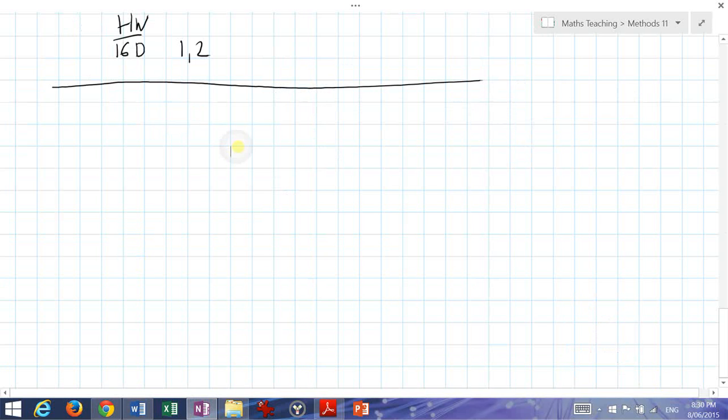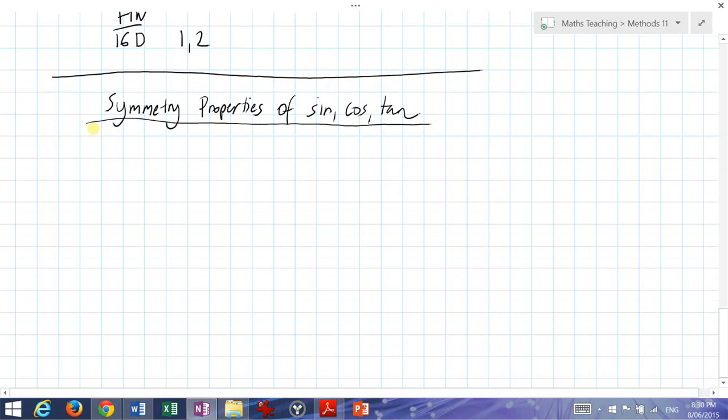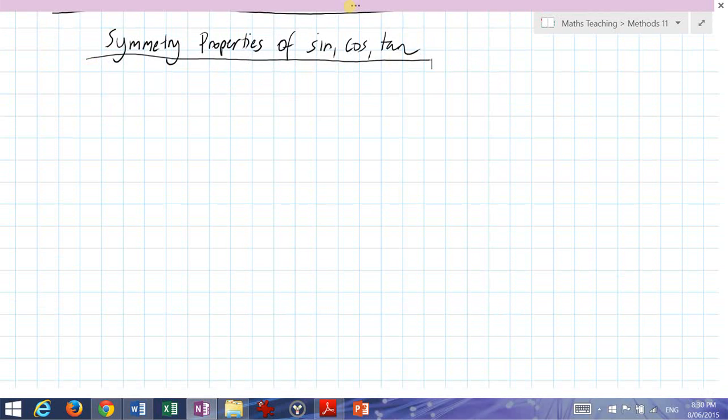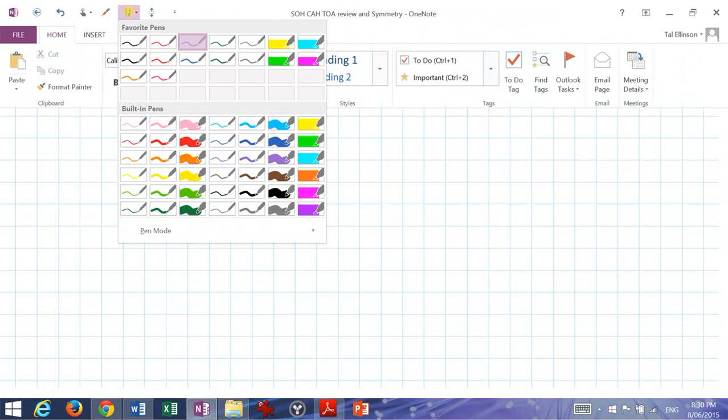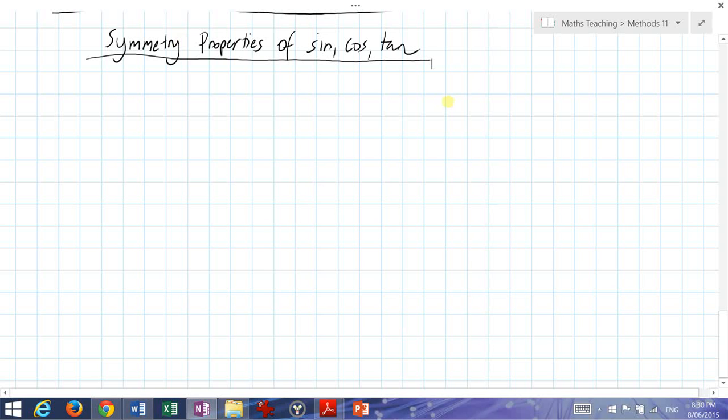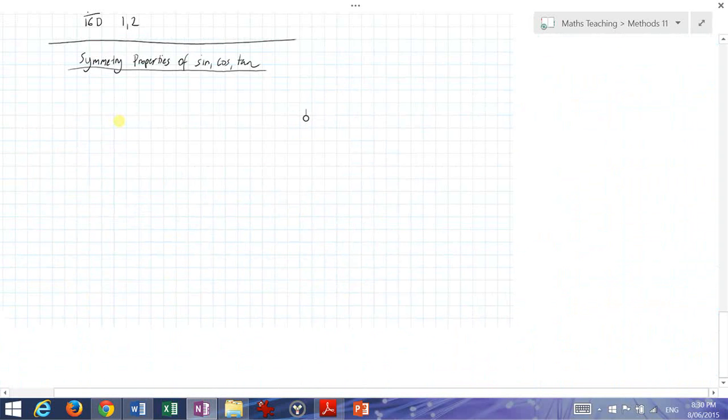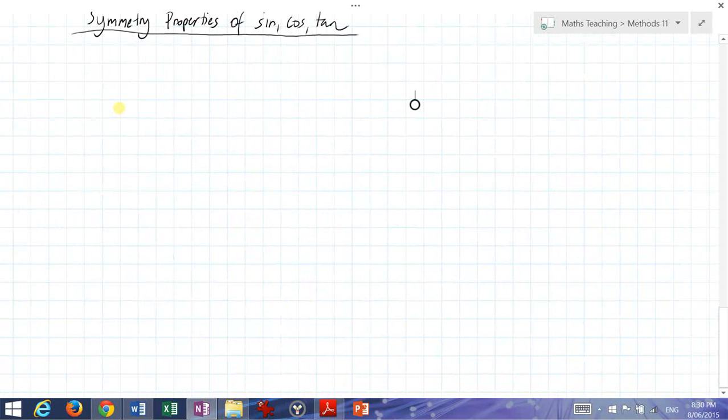Alright, so you've done that revision now, which will help you follow the proofs for the symmetry properties of sine, cos, and tan. We're going to look into some interesting theory over here, and we'll use a blue pen to start us off. So, we're going to think back to that big circle that we drew the other day. And let's set it up.